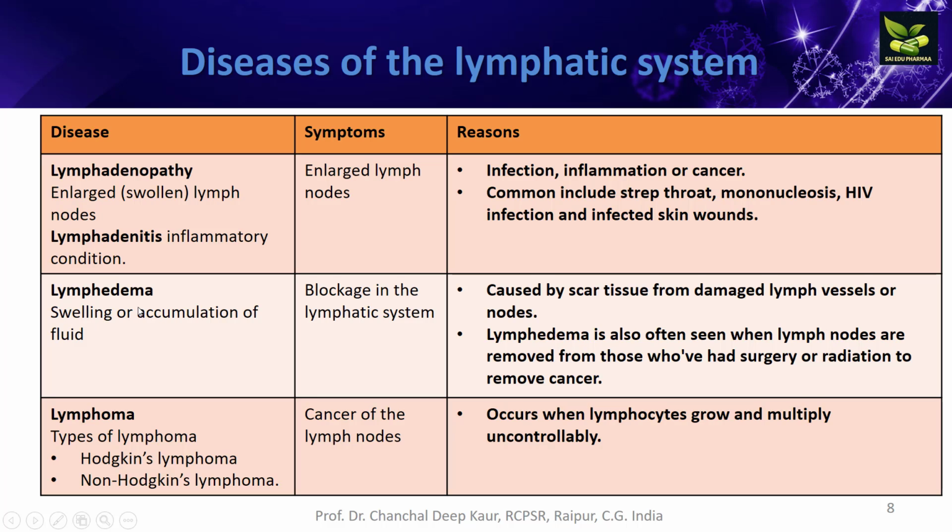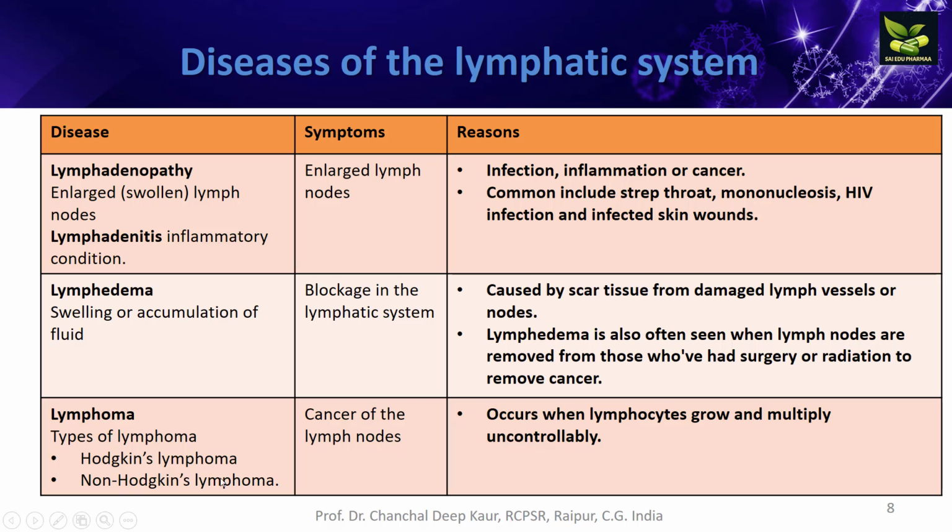Next is lymphedema. It is swelling or accumulation of fluid. This occurs because of a blockage in the lymphatic system, and it is caused by scar tissue from damaged lymph vessels or nodes. And it is often seen when lymph nodes are removed from those who had surgery or radiation to remove cancer. Next is lymphoma. Lymphoma is cancer of lymph nodes.